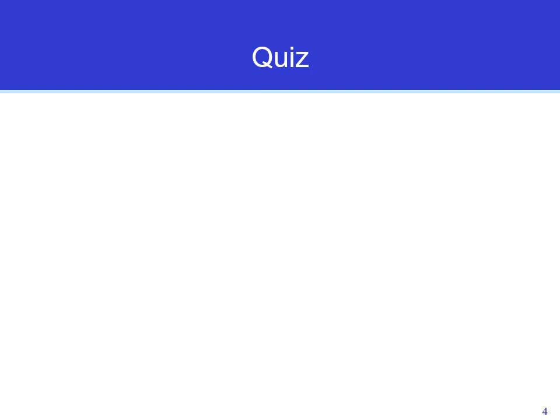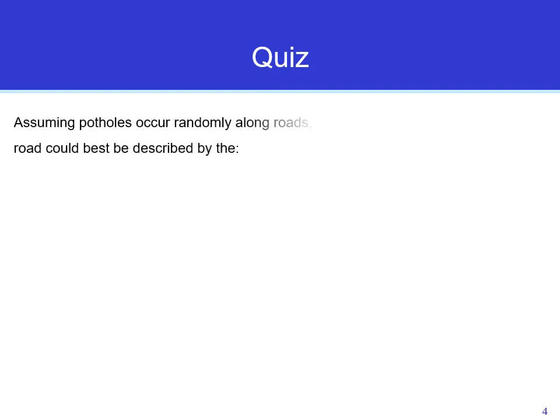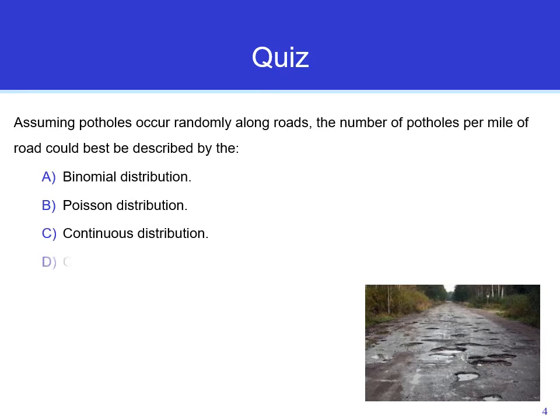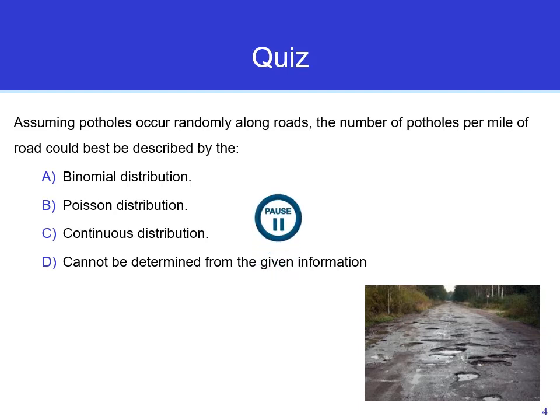Let's do a quiz, a simple question. Assuming potholes occur randomly along roads, the number of potholes per mile of road could best be described by: binomial distribution, Poisson distribution, continuous distribution, or cannot be determined from the given information. What do you think is the answer here? So please pause, think about this question, and let's see what is the answer.